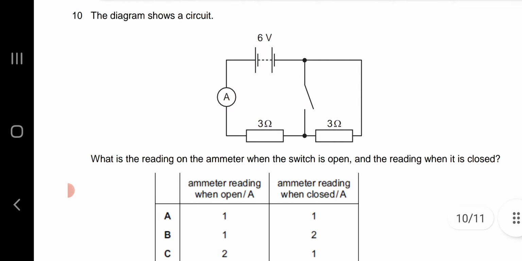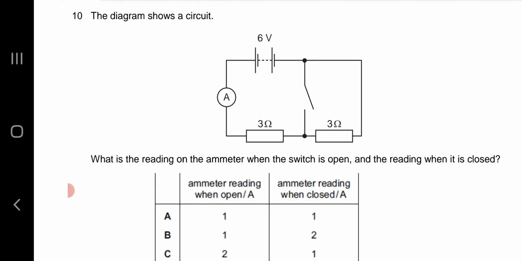Question number 10. The diagram shows a circuit. What is the reading on the ammeter when the switch is open and the reading when it is closed? When the switch is open, then the current will flow through both the 3 ohm resistors, and the total resistance the current will see is 6 ohm. So I in this case is 6 volt over 6 ohm, that is 1 ampere.